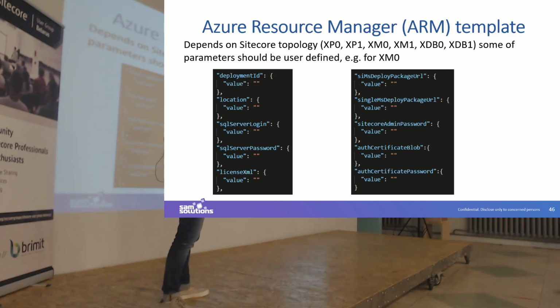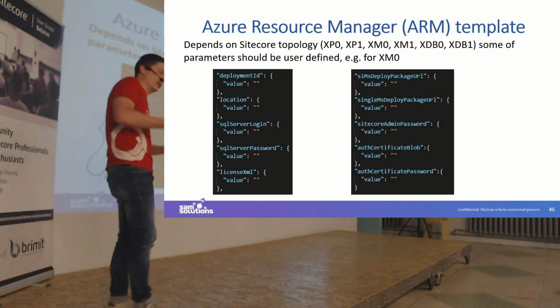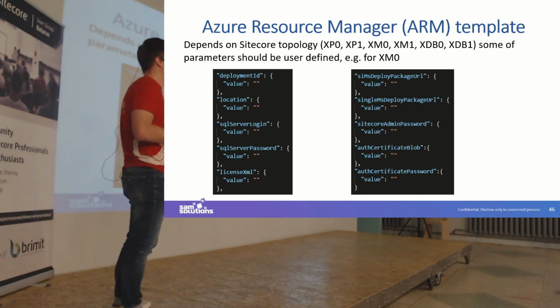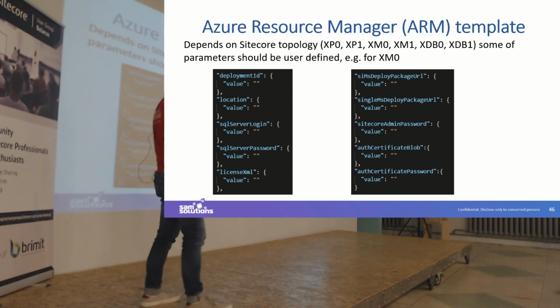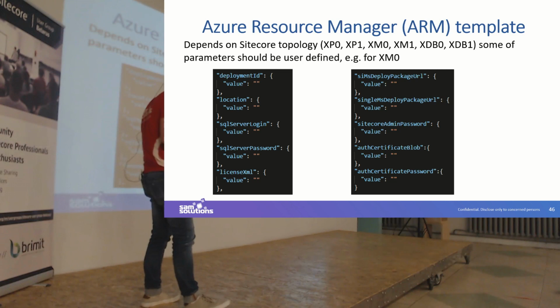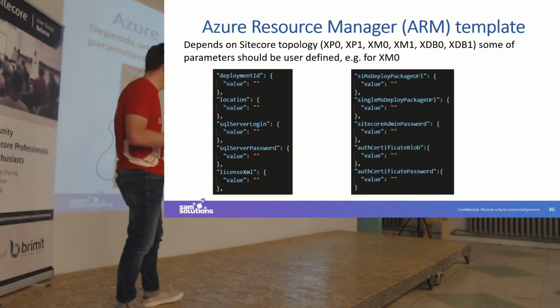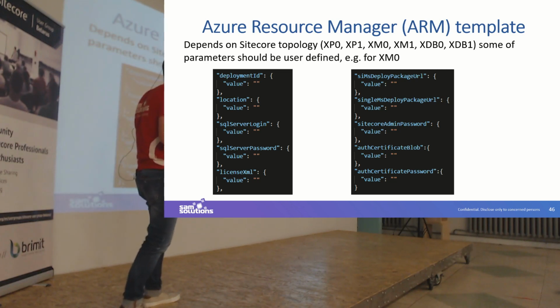This is the MS deploy package URL for Sitecore Identity Server we just downloaded, and this parameter is the single MS deploy package for the package we prepared in the first part. Also we need the Sitecore admin password, the certificate blob information and the password.